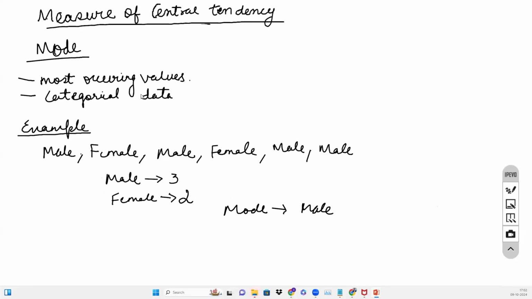Now comes the mode. When we talk about mode, it's the most occurring value. It's basically used with categorical data. We find out the count of the values. Sometimes in analysis, we use the value count method, or in SQL also. So let's say we have these many female and male entries for gender. Here male is equal to 3 and female is equal to 2. So the mode will be male, because male has the maximum frequency of occurrence.